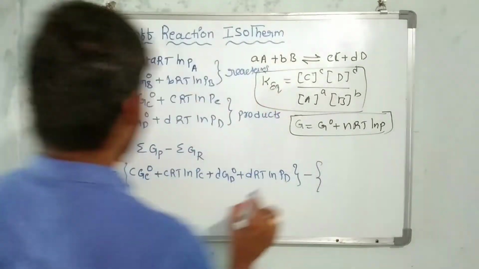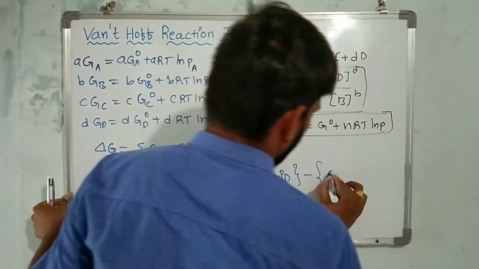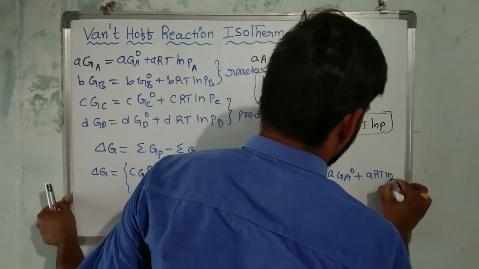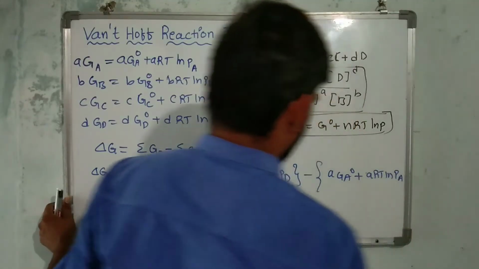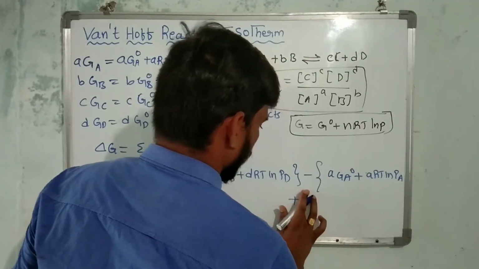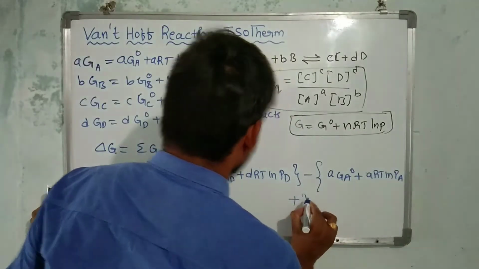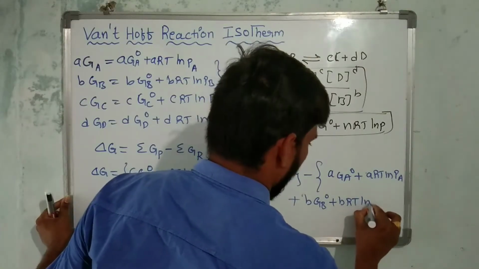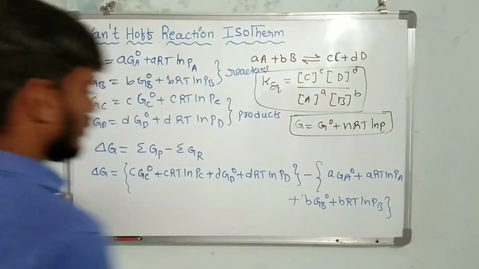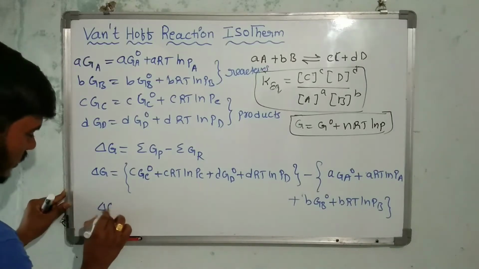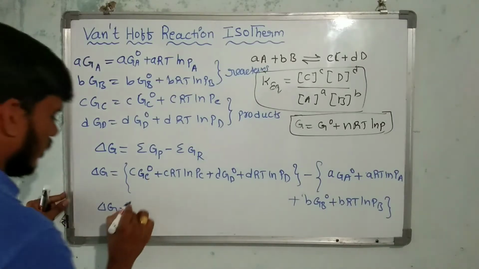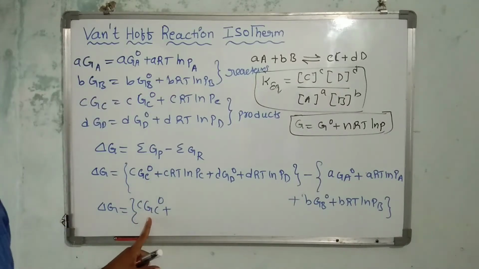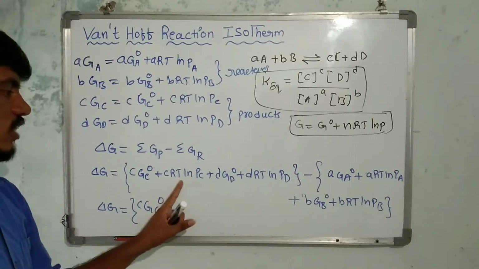Minus the reactants. What are the reactants, friends? The reactants are A times G_A naught plus A RT ln P_A, plus B times G_B naught plus B RT ln P_B. In this expression, delta G is equal to the change in standard Gibbs free energy on one side, and the RT ln terms on the other side.